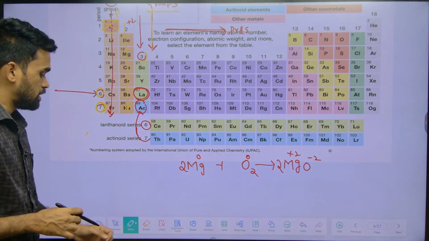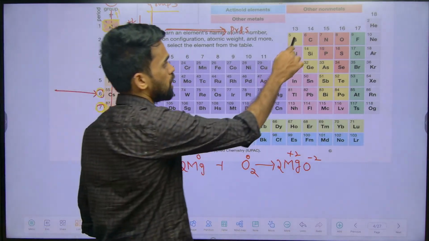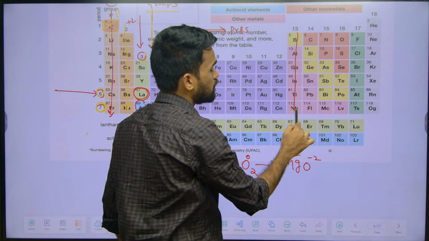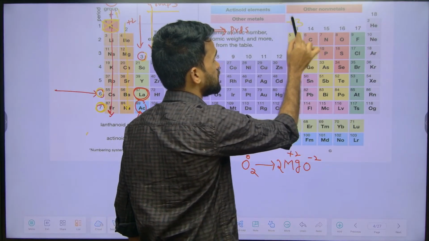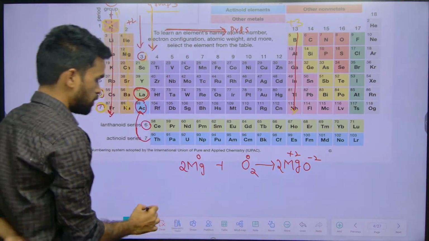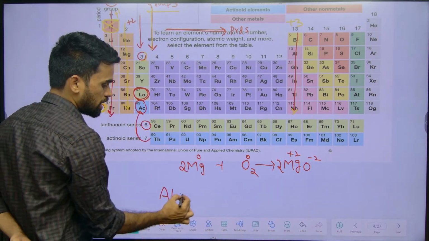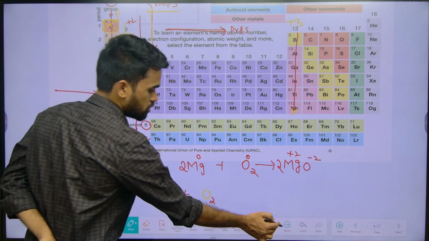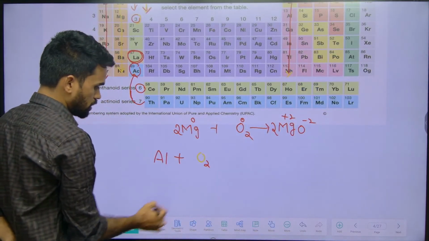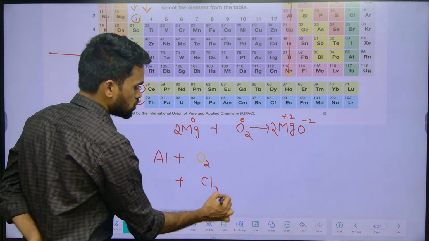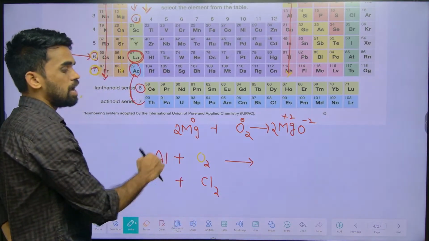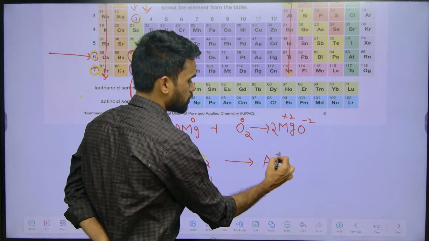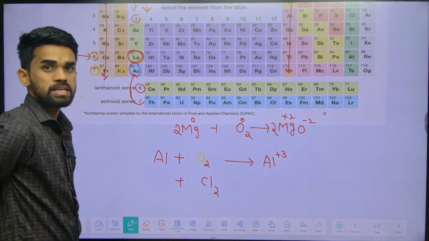Okay, right. The next one, when it comes to the boron family, they will be with the +3 charge. How much oxidation state? +3 charge. For example, there is aluminium reacting with oxygen, or you can consider any halogens like chlorine. So what happens is, first you write aluminium as Al +3.